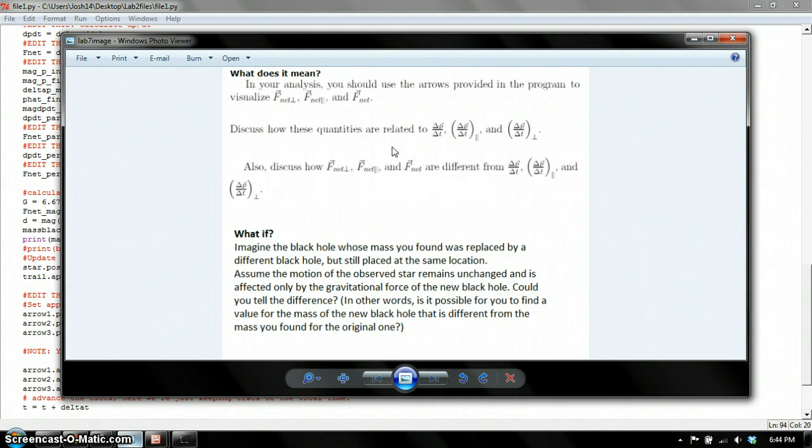So how are they different? Well, fnet causes delta p over delta t. It's not the other way around. A change in momentum does not cause a force, a force causes a change in momentum. But they are equivalent.